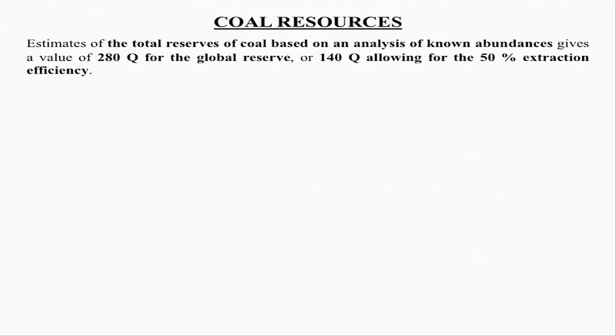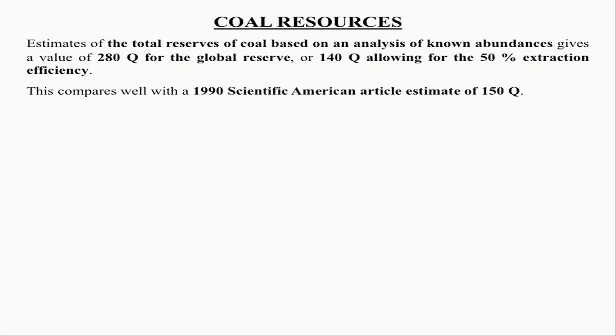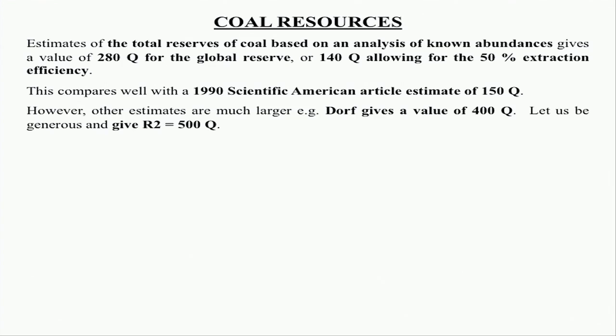So what about coal? Well, the estimates are actually a bit better there. Based on analysis of known abundances, we've got about 280 Q for the global reserve. But of course, again, there's efficiency issues with extracting it, difficulty of extracting very deep coal, etc. So let's say 140 Q, allowing for a 50% extraction efficiency. And that actually compares quite well with the previous estimate in Scientific American in 1990, where they estimated 150 Q. Now, given our other estimates are much larger, but also remember these are not the only estimates.